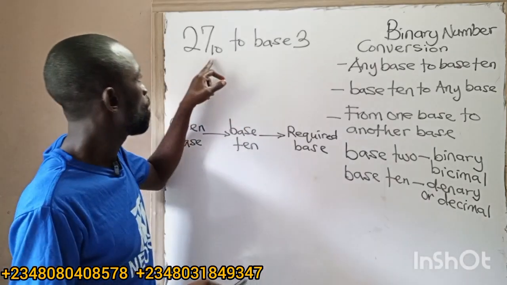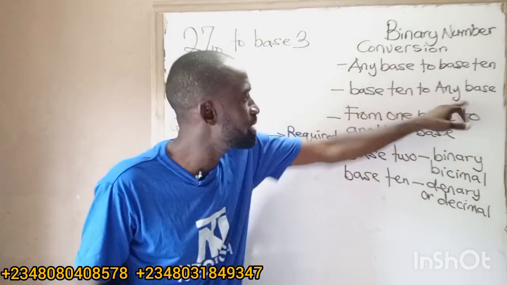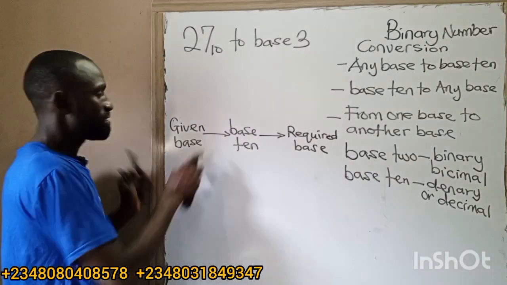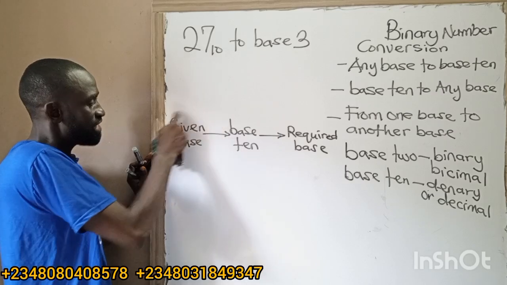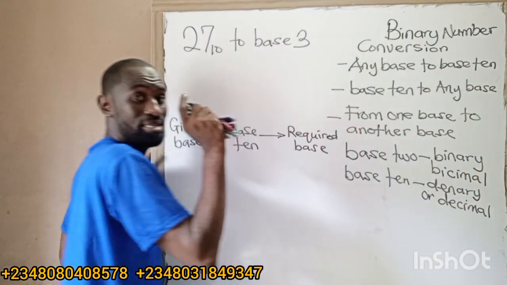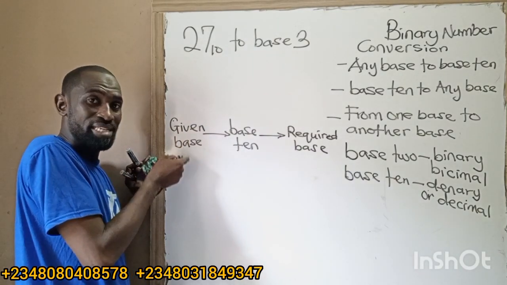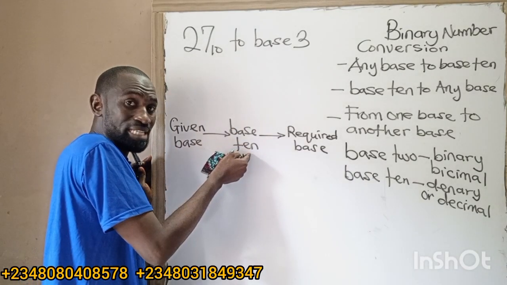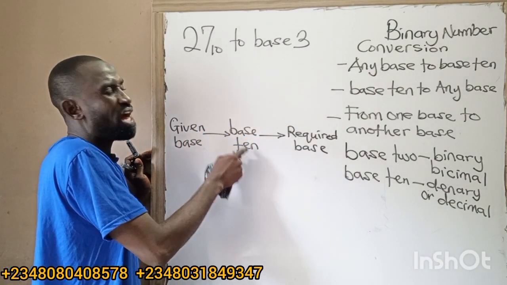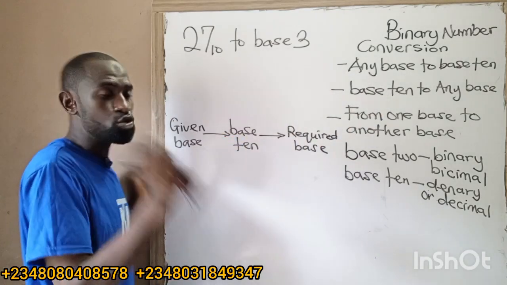But here, we have to convert from base 10 to base 3. From base 10 to any base, we divide repeatedly. Please take note of this chain. It is used whenever we are asked to convert from one base to another. Maybe from base 5 to base 7, we first convert the given base 5 number to base 10 using the expansion method, then convert it to the required base using the repeated division method.